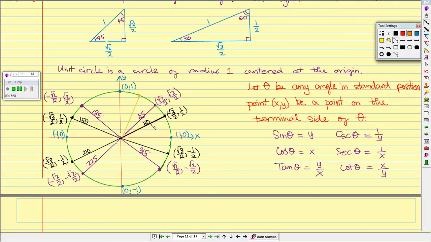Or I'm going to tell you the trick here. You can just take the point where the terminal side of 30 degrees is, and you just go ahead and interchange the location. So x becomes y, y becomes x. So there will be 1/2 and then square root of 3 over 2.